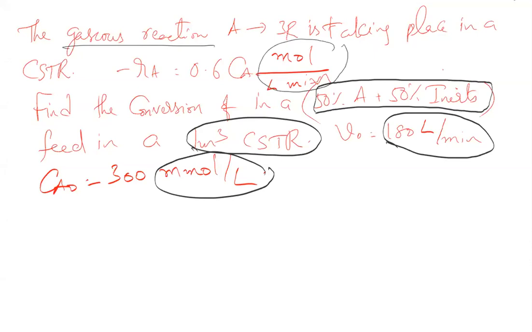What is the answer? CA out is, you don't know. Somebody is asking what is CA out. CA out is something that you need to calculate. Or conversion. You need to calculate what is the conversion, XA. 67.